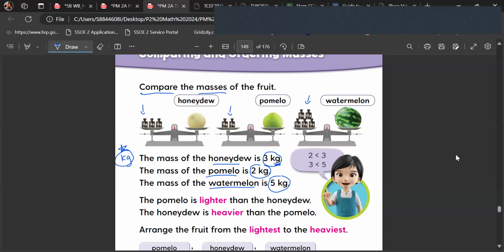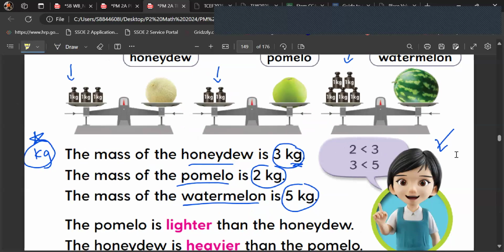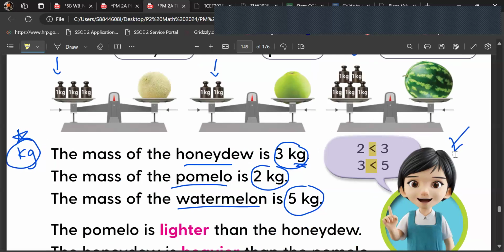Now, look at how our friend is comparing here. Remember these symbols? Yeah, the crocodile teeth. The mouth is showing the hungry crocodile wants to eat the bigger number. Remember? Yes. So the hungry crocodile wants to eat the bigger number.